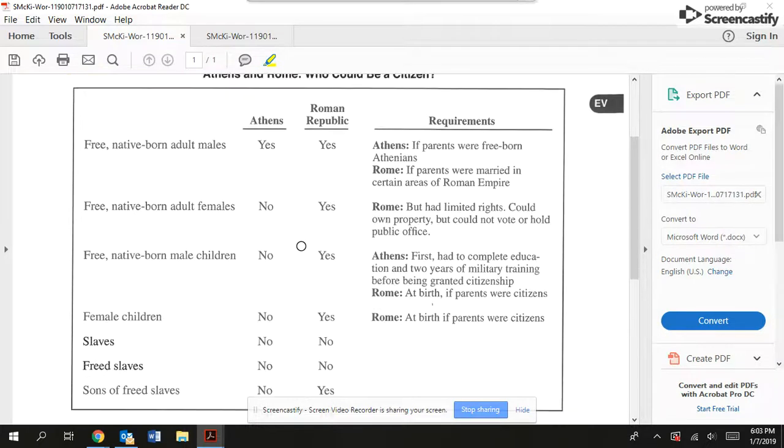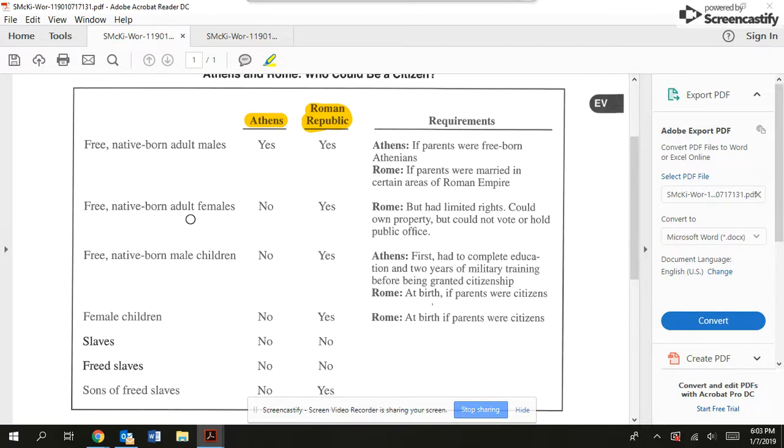Now, here's what I also know. This is Athens, this is Rome. I've got Athens right here, and then I've got the Roman Republic right here. So I see a column here, and I've got a yes for Athens and a yes for Rome. So in Athens, we know that free native-born adult men were citizens, because I have a yes here. And in Rome, I know that they were also citizens, because I have a yes here.